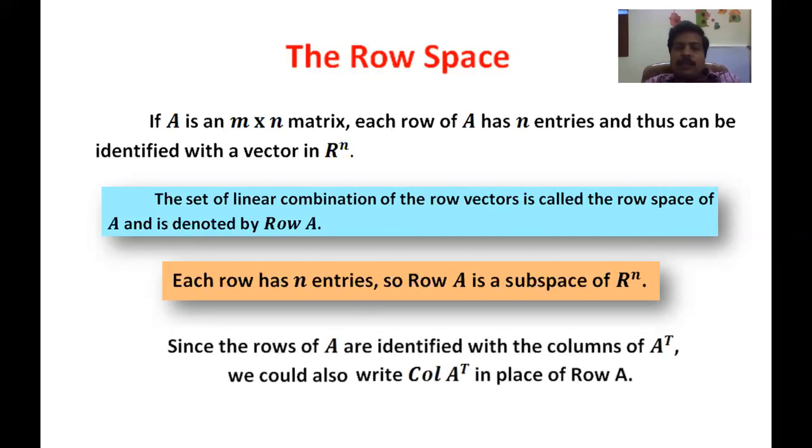Since the rows of A are identified with the columns of A transpose, we could also write column space of A transpose in place of row space of A. If we transpose a matrix A, its columns will be converted to rows and rows will be converted to columns. So the rows of A are nothing but the columns of A transpose. So row space of A is nothing but the column space of A transpose.